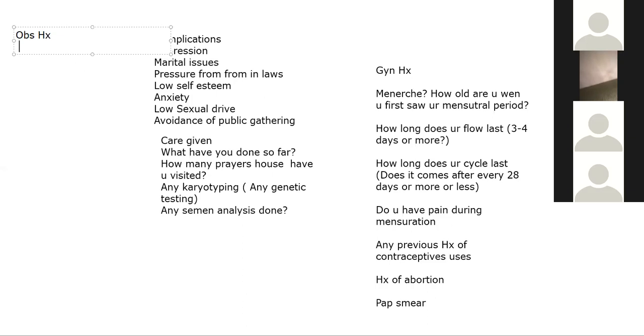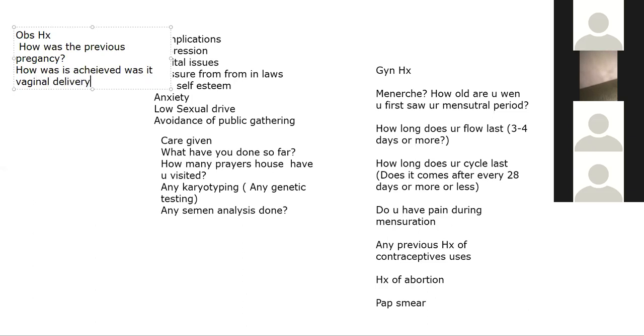So let's start. How do you ask about how was the previous pregnancy? You ask about how it was achieved. Was it vaginal delivery or through CS, cesarean section? You understand?